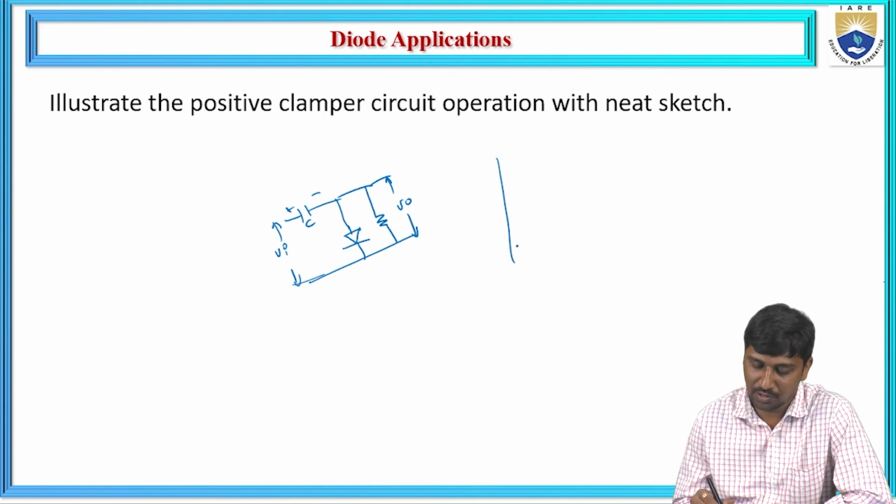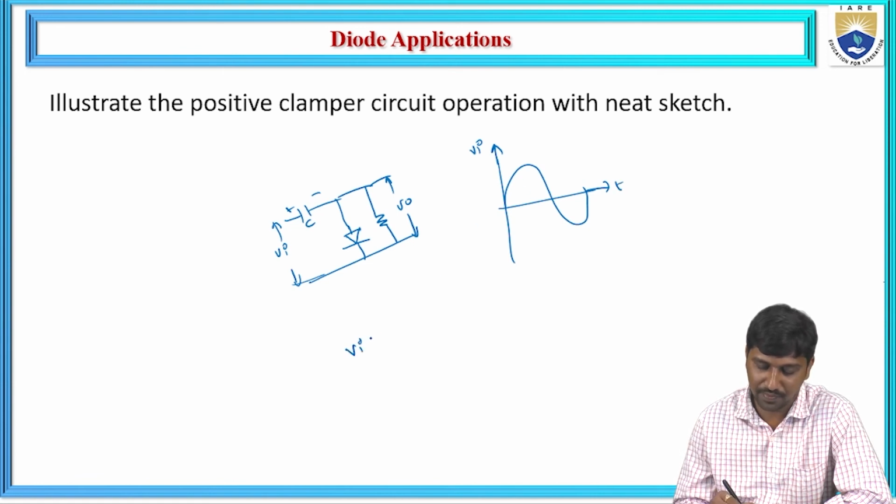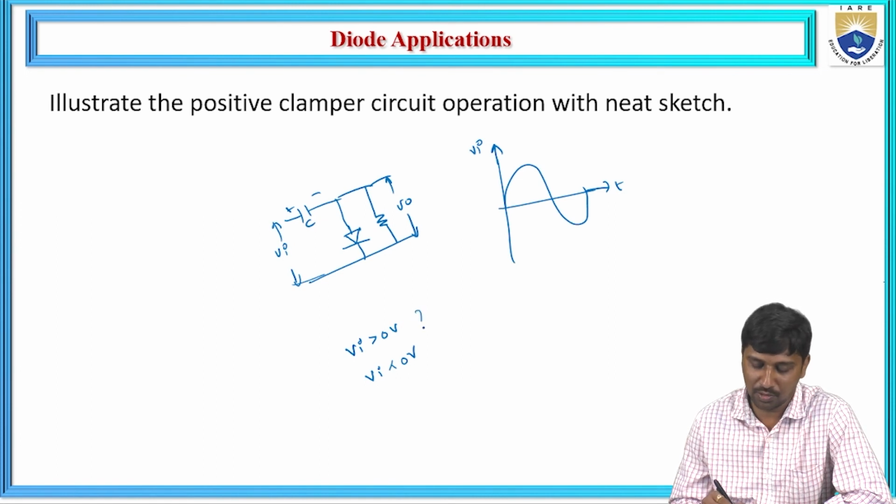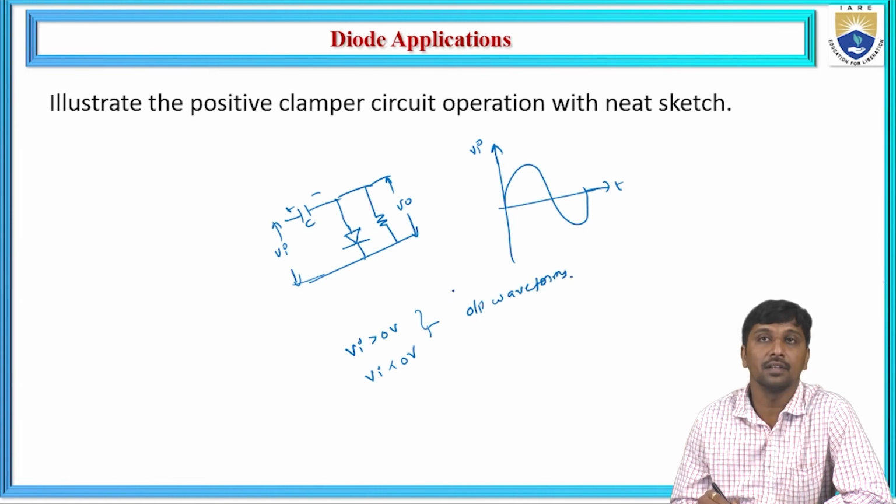Now let's assume the input signal. This is Vi. Now let's take what happens if the Vi is greater than 0 volts, and you can explain again what happens when Vi is less than 0 volts. And with respect to these two conditions, you should draw the output waveforms. If you want to refer, you can refer to the clamping circuit operation video.